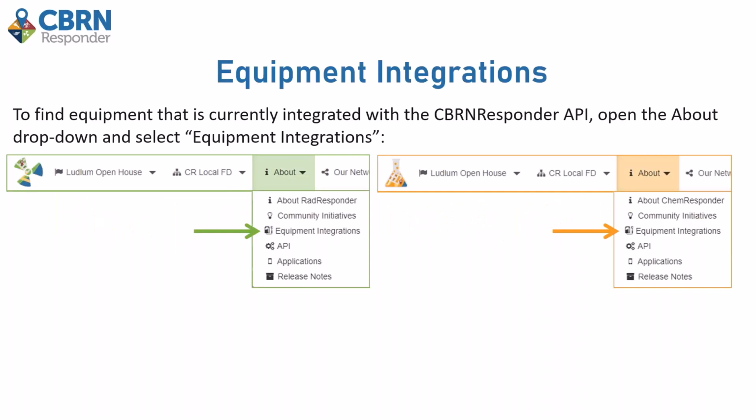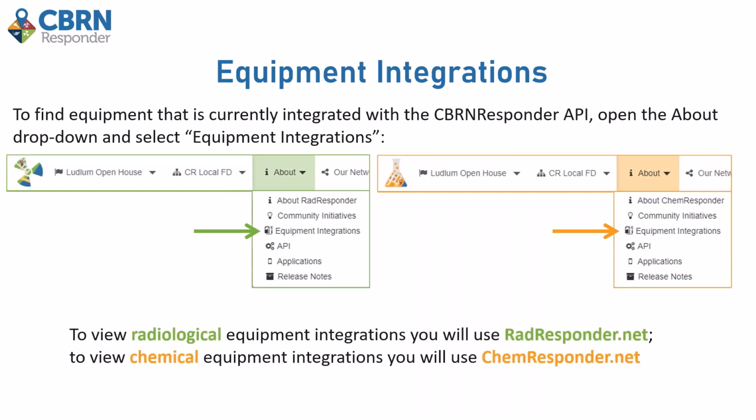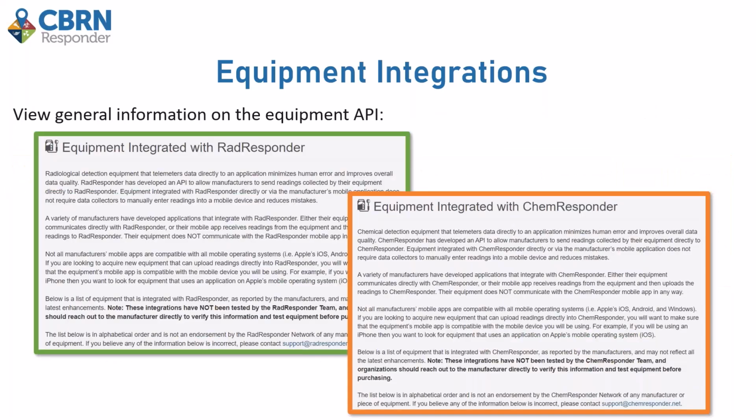So some of the equipment integrations that we have, we have some for both the radiological and for chemical detection. To find and locate these instruments, under our About tab in our top header, and this is going to be on the individual RadResponder and ChemResponder sites, you should see an equipment integrations option. You're going to go to the respective site based on the detection equipment that you have. And we do have a general information blurb about the equipment API. So a lot of what I just went over is going to be the same for both RadResponder and ChemResponder, just with those terminologies of hazard types.